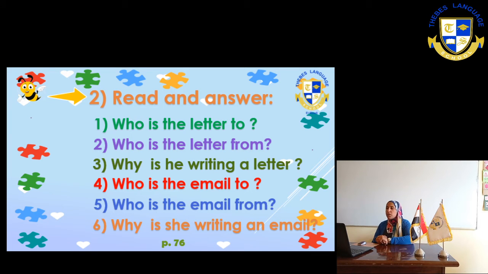Number 4, who is the email to? The email is to Sarah. Number 5, who is the email from? The email is from Nisma. Number 6, why is she writing an email? She is writing an email to invite Sarah to her grandma's birthday party.